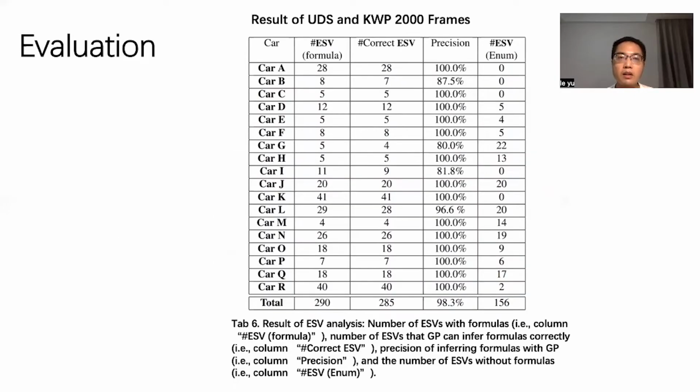For the 18 vehicles, we also used the 4 diagnostic tools to read 290 sensor values from the vehicles, and each sensor value contains 1 formula. And our system can recover 285 formulas contained in them. The precision reaches at least 98%.